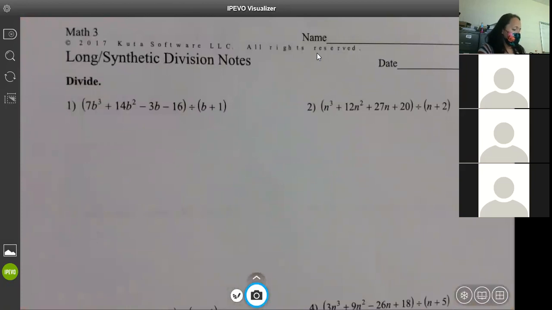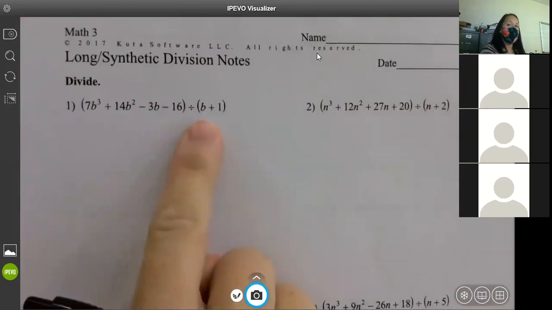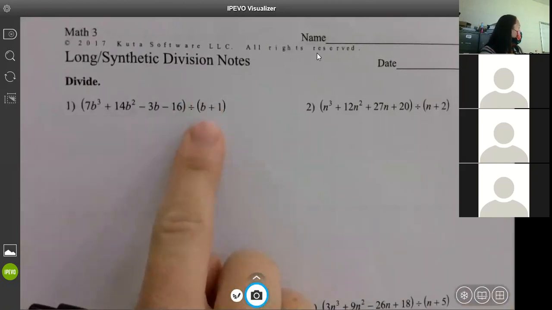Now, what I would suggest is any one of these on this front page, if I'm doing my test, I would never do it long division, because they don't have a number in front of this factor right here. When they have a number in front, that's when I would do long division.